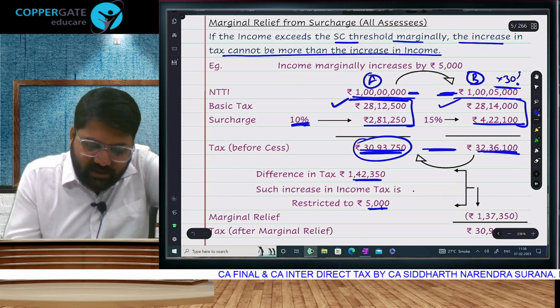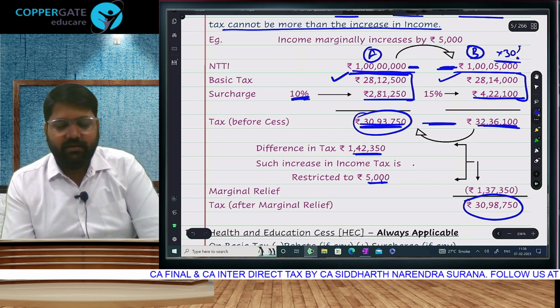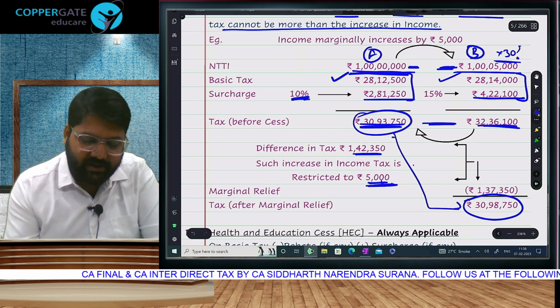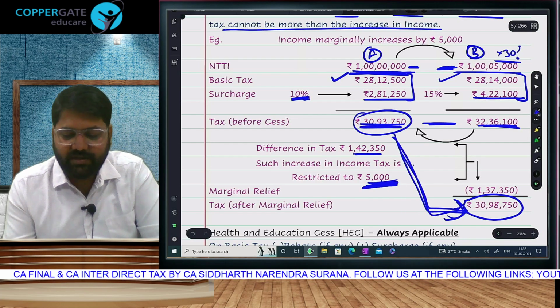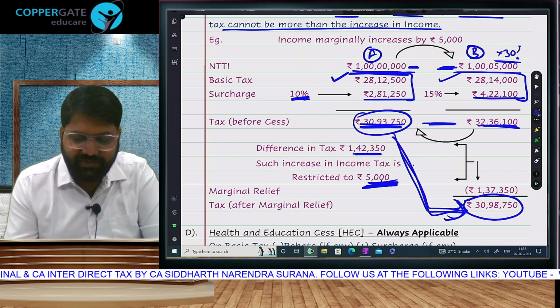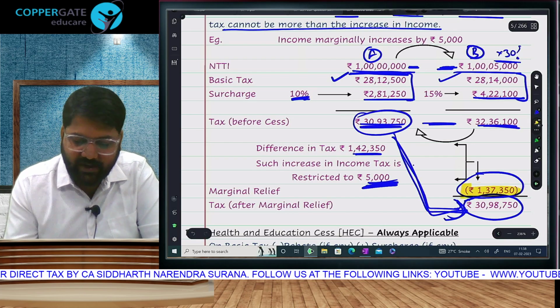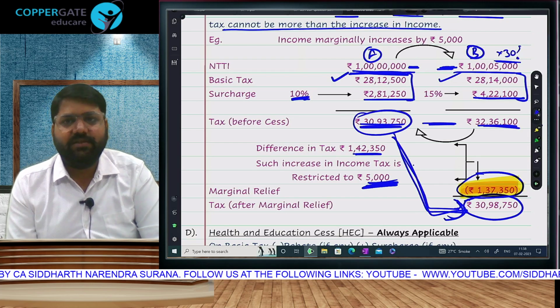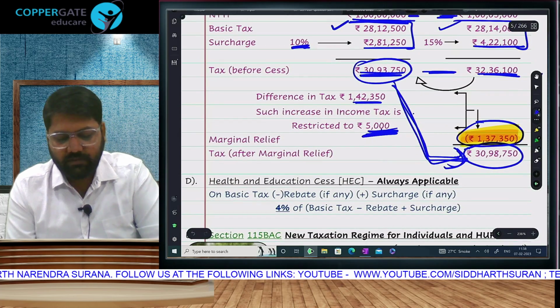This is 30,93,750. So, this will be maximum 30,98,750. The difference cannot be more than 5,000. The difference in tax cannot be more than the difference in income, and this amount that we are subtracting from here will be called marginal relief. The difference in tax cannot be more than the difference in income.